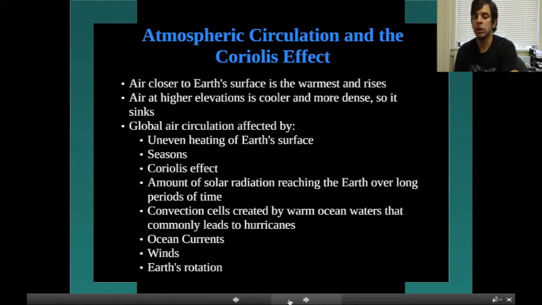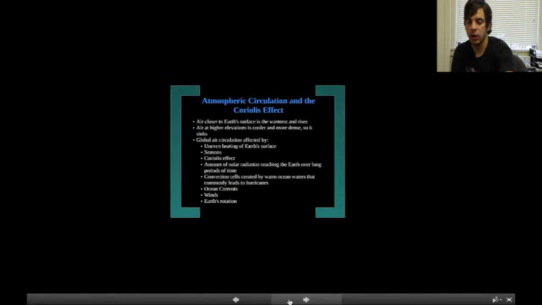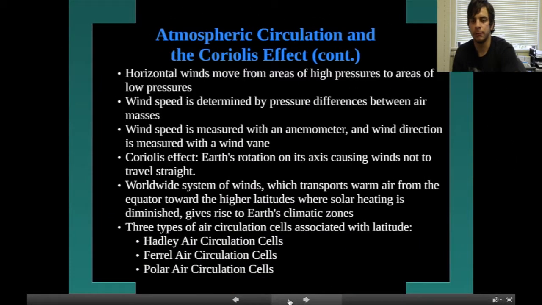Global air circulation is affected by uneven heating of Earth's surface, seasons, the Coriolis effect, which we'll talk a little more about, the amount of solar radiation reaching the Earth over long periods of time, convection cells created by warm ocean waters that commonly lead to hurricanes, ocean currents, winds, and Earth rotation. These are things that affect the air circulation around the globe.